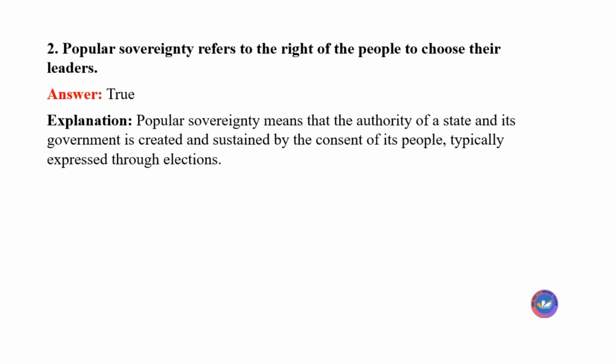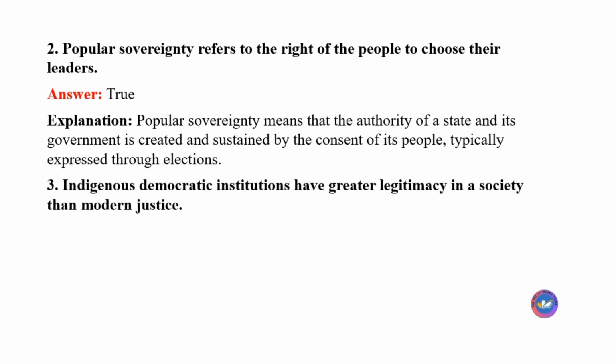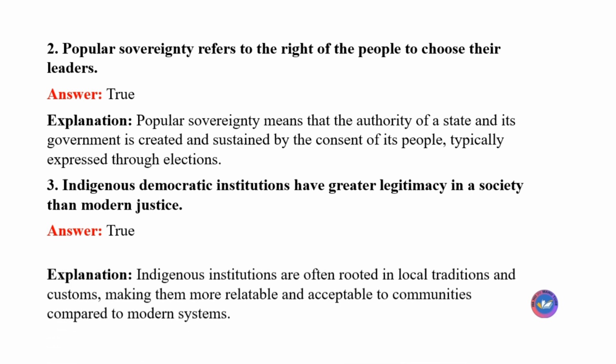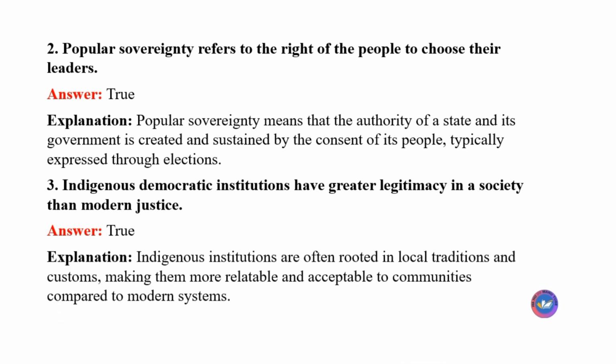Question number 3. Indigenous democratic institutions have greater legitimacy in a society than modern justice. The answer is true. Indigenous institutions are often rooted in local traditions and customs, making them more relatable and acceptable to communities compared to modern systems.